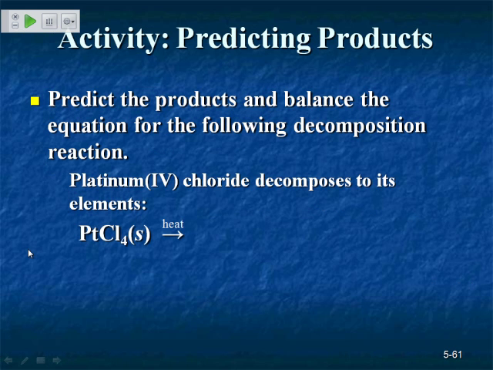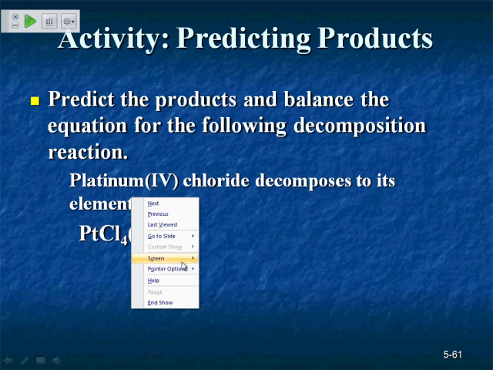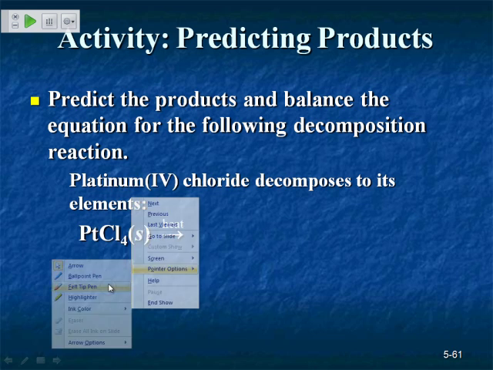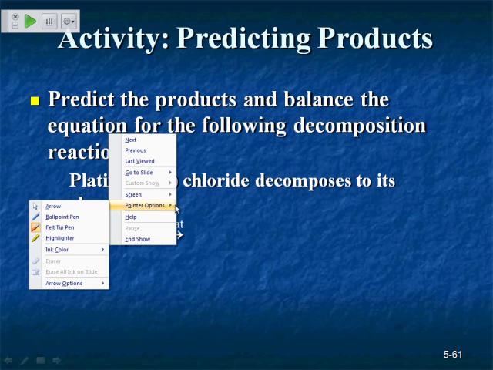So let us look at this activity. Let us predict the products and then balance the decomposition reaction. The reaction says platinum 4 chloride, the formula is given to you, decomposes to its elements. So we have the clue right there. What should be our products? So what are the elements in platinum chloride? Platinum and chlorine. Okay, so let us try to write down those elements and then balance the equation.